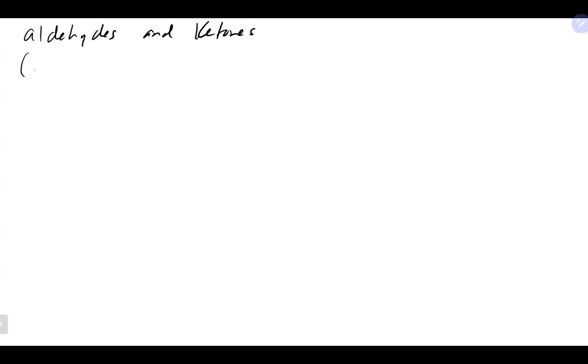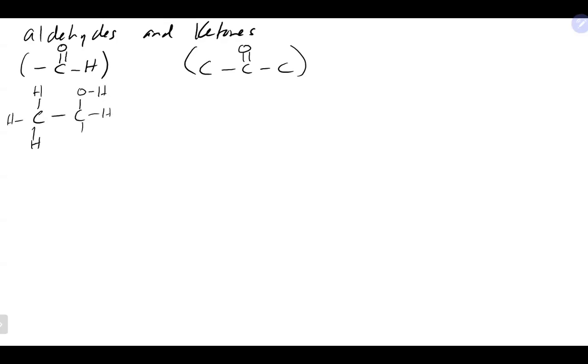Aldehydes, as we just saw, have a functional group of carbon, double-bonded oxygen, and hydrogen. Ketones have the three carbon run with the double-bonded oxygen there in the middle. As we just saw, you could make each of these from an alcohol. So from a primary alcohol, as we just did, you could oxidize it to an aldehyde.